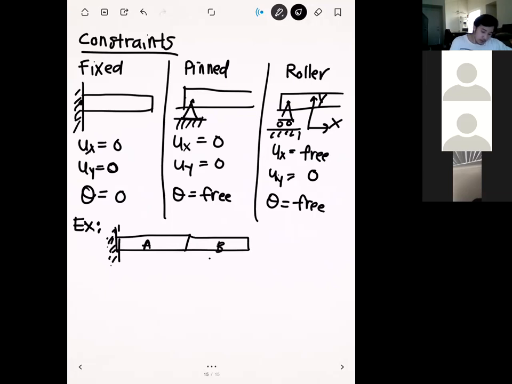Just from the figure up here, we can see that our beam is going to be fixed at the left side of element A, right? And then on the right side here, we're going to have a pin support. So we have 3 nodes in our system. We'll call this node number 1, node number 2, node number 3. Both of these elements will have the same length, so we'll say they have a length L.